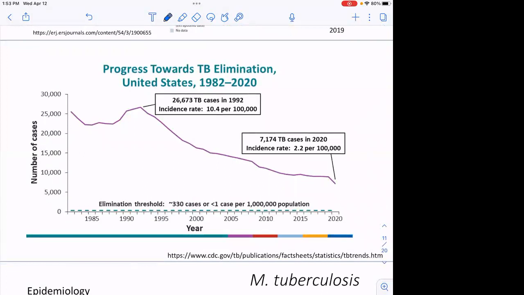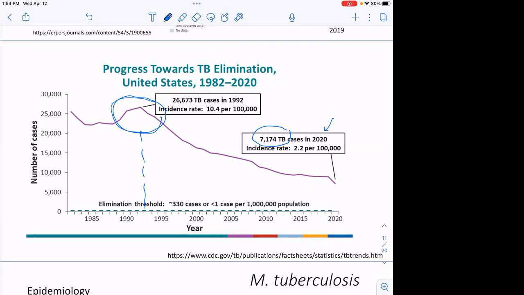Here's some figures just from the US. The number that is usually thrown around is we have about 10,000 cases a year. A little bit less of that in 2020, I guess. You can see this has been coming down since the 1940s when we came out with the antibiotic, but we had kind of a peak there, which corresponded roughly with the AIDS epidemic.